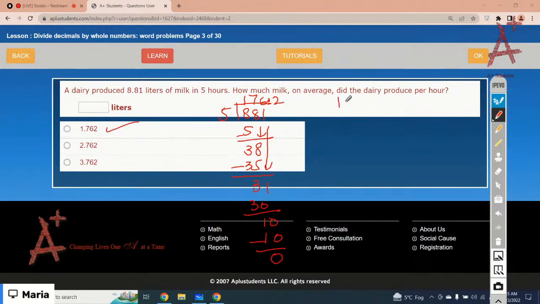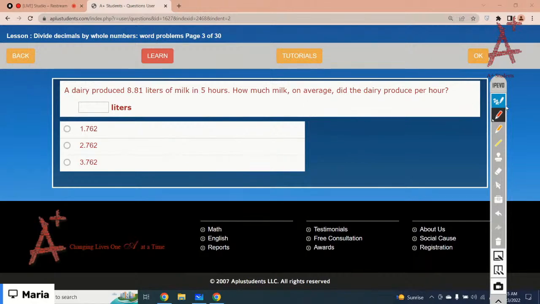You have 176.2. You have two decimal places in the digit, so you have to move it back. It would be 1.762. Got it? So just select the correct option and click on the OK button.